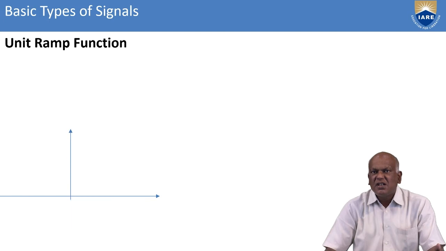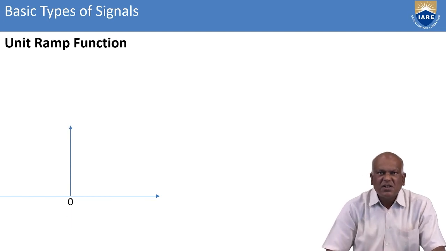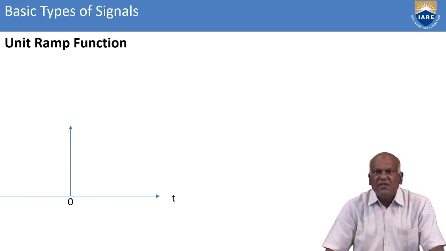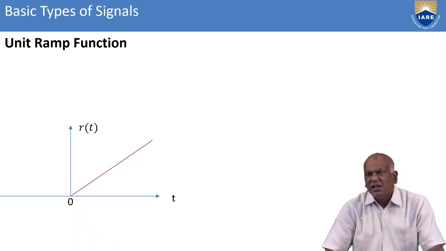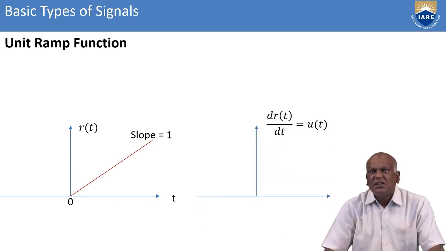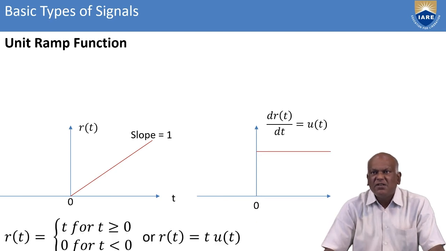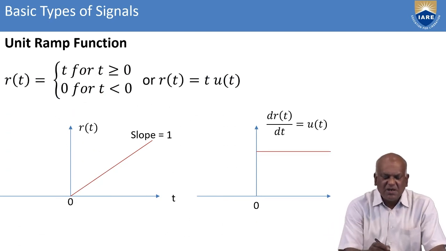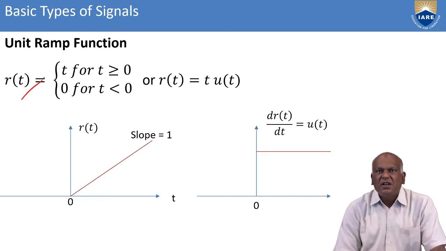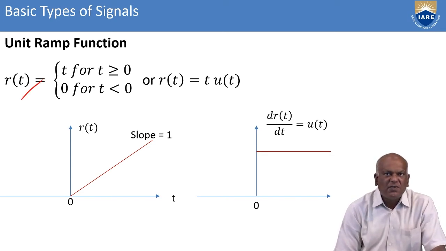Let's now define one more function, the unit ramp function. The graphical representation of the unit ramp function is a linear line passing through the origin. It is defined as r of t, and the slope of this line is equal to 1. The mathematical representation of r of t is t for t greater than or equal to 0, and 0 for t less than 0.